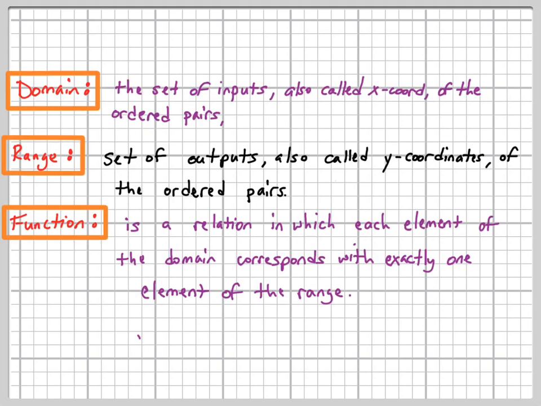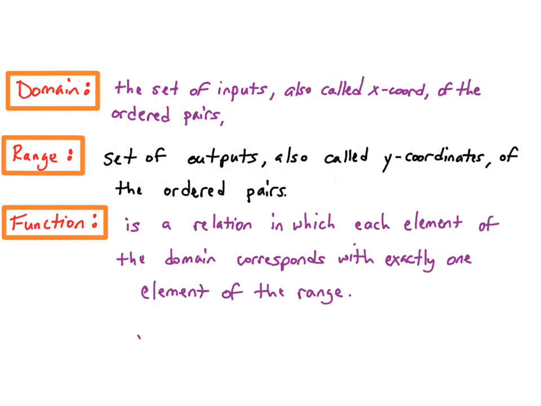All right, so here we have the term domain. Domain is the set of inputs, also referred to as your x-coordinates, of your ordered pairs. Range is the set of outputs, also called the y-coordinates of the ordered pairs. And then a function is a relation in which each element of the domain corresponds with exactly one element of the range. This makes it a little easier to read. So domain are your inputs or your x-coordinates. Range is your outputs or your y-coordinates. And then a function is where you have each element of the domain, so each input, corresponding to exactly one element of the range.